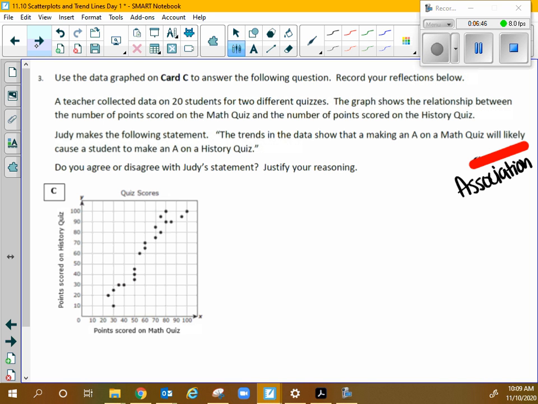Okay. A teacher collected, we're using card C. A teacher collected data on 20 students for 2 different quizzes. The graph shows the relationship between the number of points scored on a math quiz and the number of points scored on a history quiz. Judy makes the following statement. The trends in this data show that making an A on the math quiz would likely cause the student to make an A on the history quiz. Do you agree with Judy's statement and be ready to justify why? So think about that for about 5 to 10 seconds.